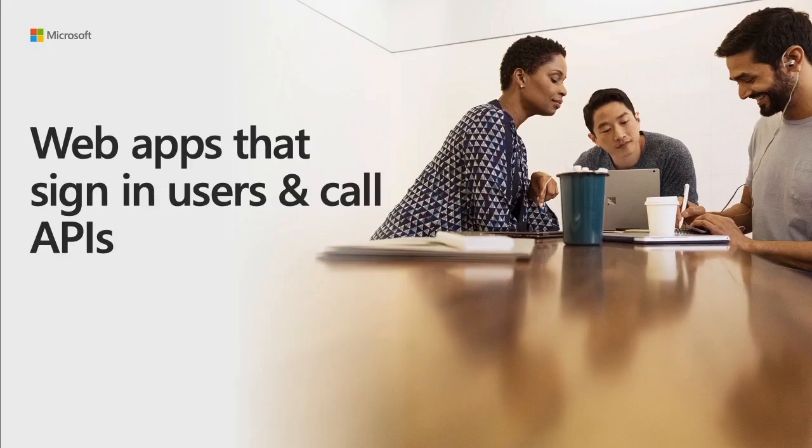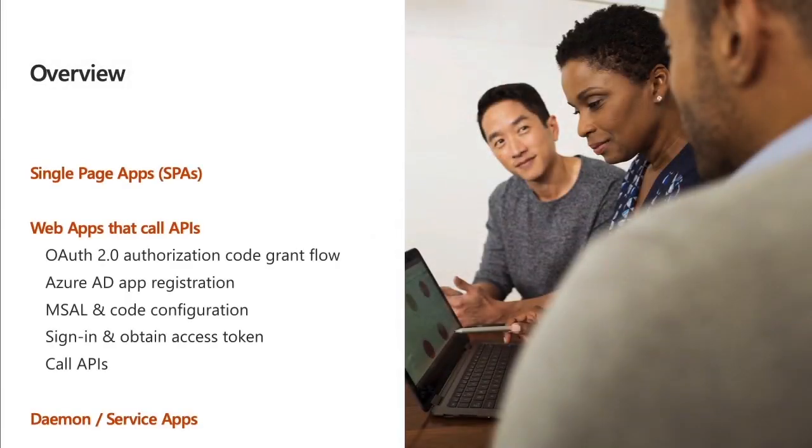Now in this section, you're going to learn how to create a server-side web app that will allow users to sign in and grant the app permission to act on the user's behalf. And once the user has authenticated and granted the app consent to act on their behalf, the web app will use data returned from Microsoft Graph by using the OAuth 2 auth code grant flow. So specifically in this section, we're going to look at the web apps that call APIs, including the authorization code grant flow for OAuth 2, the Azure AD app registration, the MSAL code and configuration, the sign-in and how to obtain an access token, and how to call APIs.